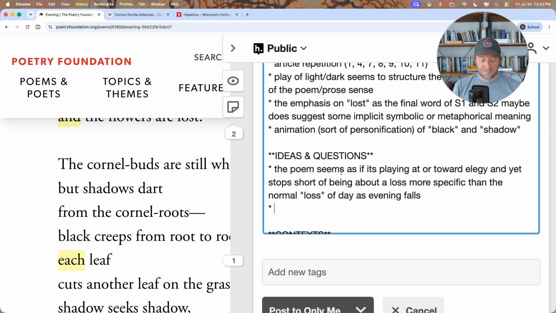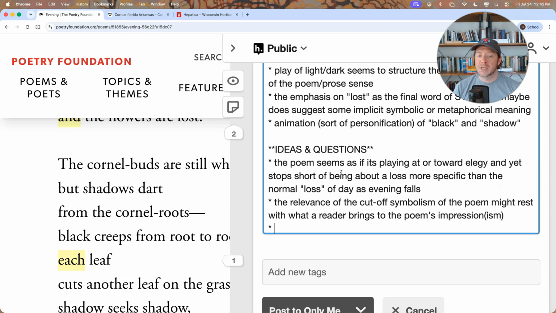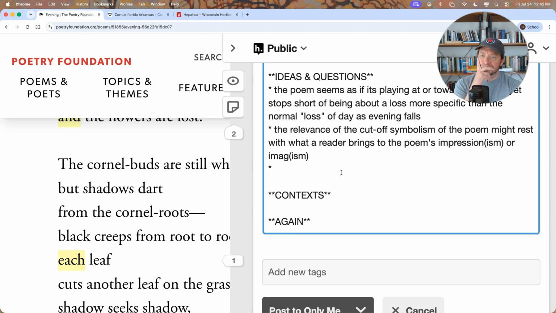The relevance of the cut off symbolism of the poem might rest with what a reader brings to the poem's impression or the poem's impressionism, so to speak, right? Or imagism. Okay. I don't know why I'm putting parentheses there. It's a very academic sort of play on words to do that kind of thing.